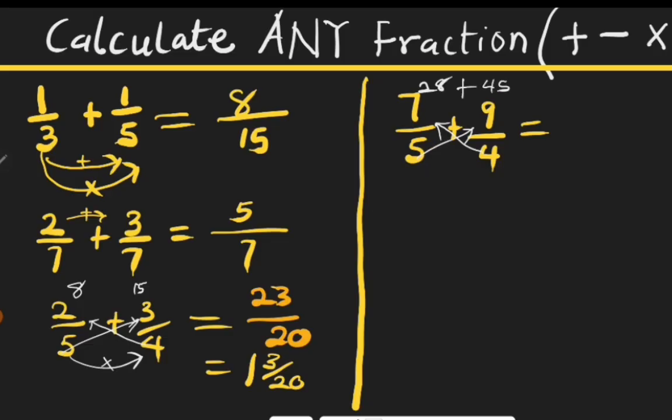Then we add it up. 28 plus 45 gives us 73 all over. When we multiply the denominators, 5 times 4 gives us 20. This is still an improper fraction. We have to reduce it to its lowest term. How many lots of 20 do we have in 73? We have 3 lots of 20, which gives us 60. Then 73 minus 60, we have 13 left all over 20 as the answer.